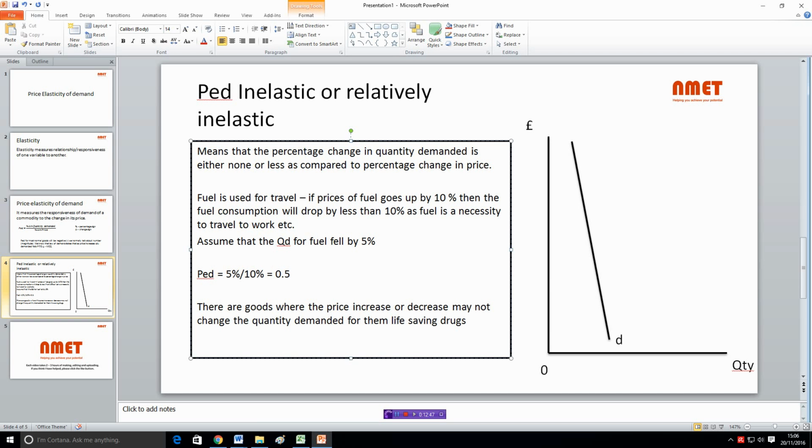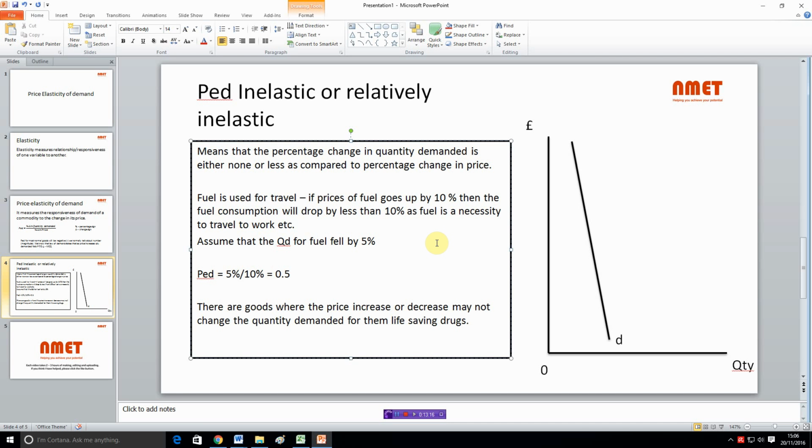It's debatable, because with life-saving drugs, if it becomes too expensive, then some people may not be able to afford it, and demand might move inwards. When you say life-saving drugs, what do you mean? I'm talking about life-saving drugs which you have to have. Let's say, for example, diabetes, you need to have your insulin. If the price of insulin goes up, you still can't just turn around and say, okay, I'll have less insulin. I need to have it.